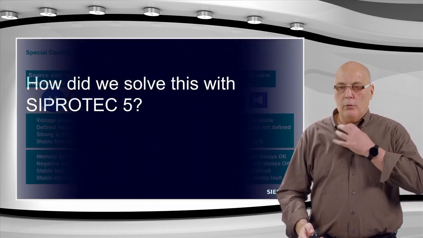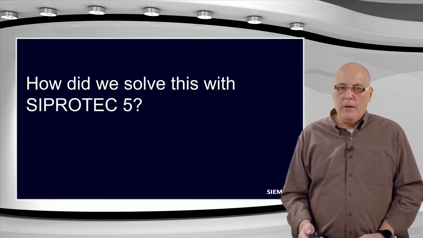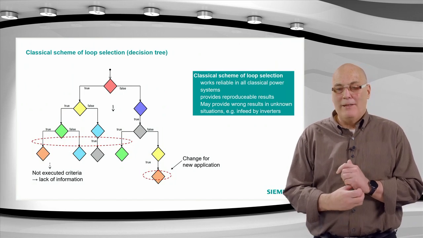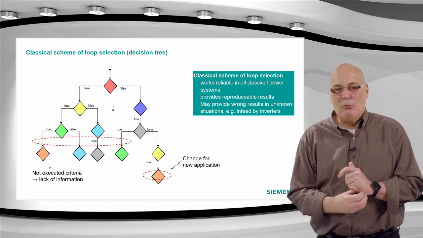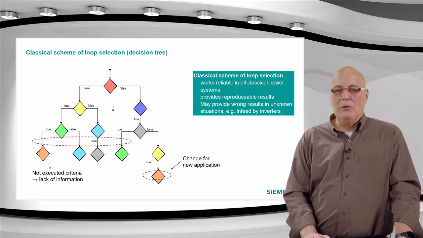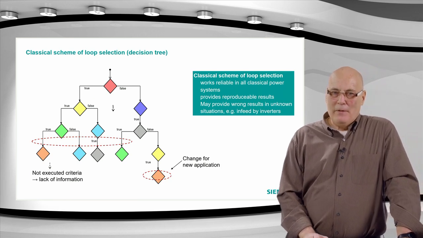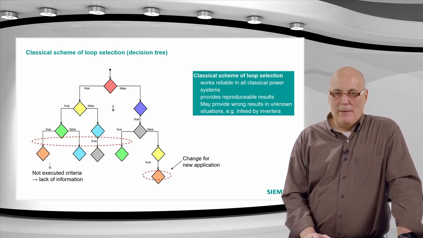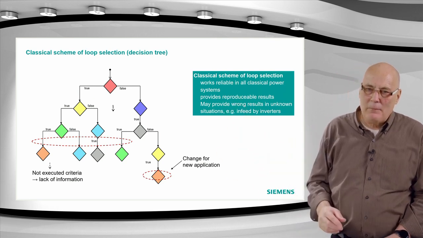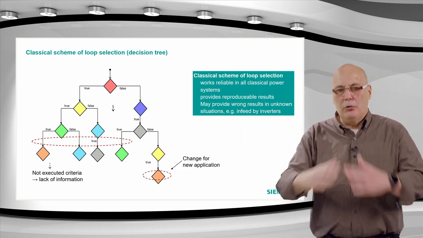So how does one deal with that? We have a solution, CProtect 5, and the CProtect 5 is our solution for all critical situations. We go to a so-called multi-criteria technique. Before I get to that, let's just look at the classic way of doing things. The classic way of doing things was basically with a selection tree.